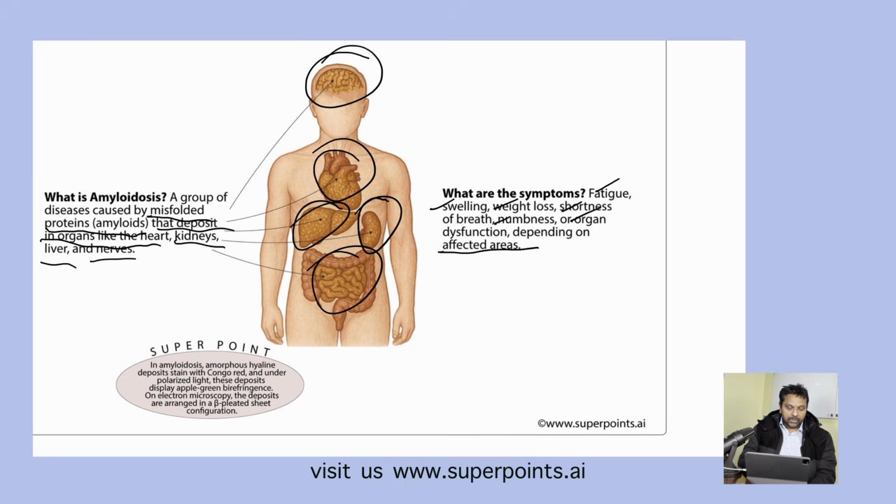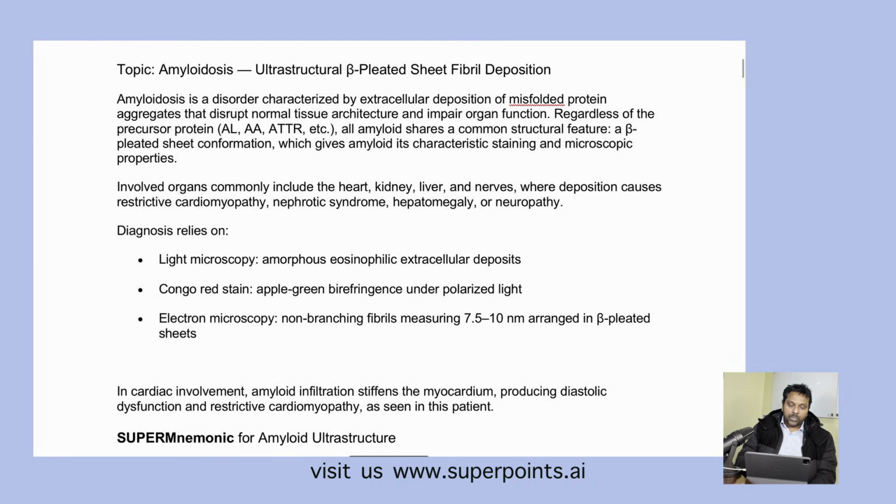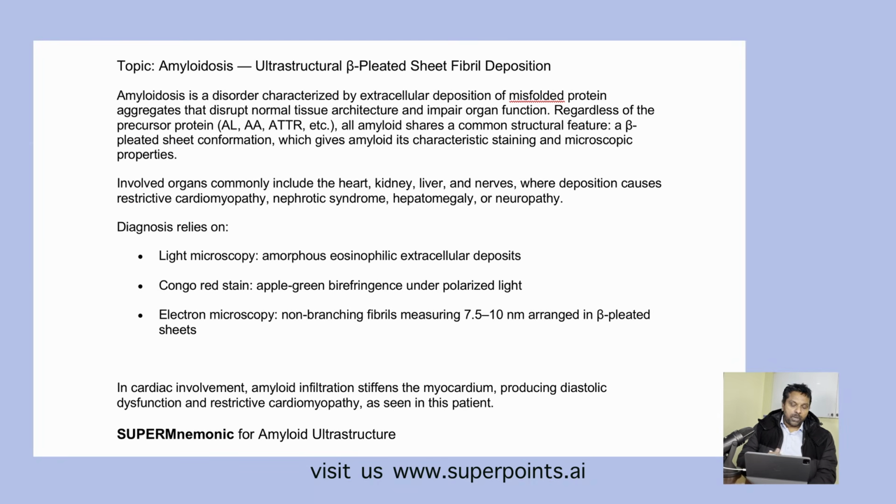So in amyloidosis, amorphous hyaline deposits stain with Congo red, and under polarized light, these deposits display apple green birefringence. On electron microscopy, the deposits are arranged in a beta pleated sheet configuration. So that's the most important thing I wanted to tell you about.